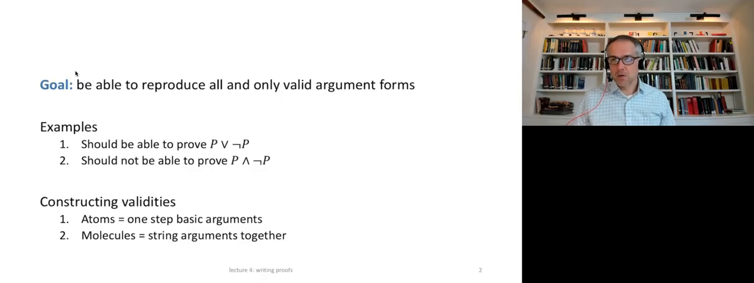So what is our goal? Well, let's be ambitious for a second. Ideally, we would like for you to be able to reproduce every valid argument form. I wrote here, though, reproduce all and only valid argument forms. So there's two sides to this goal. The one side is safety.